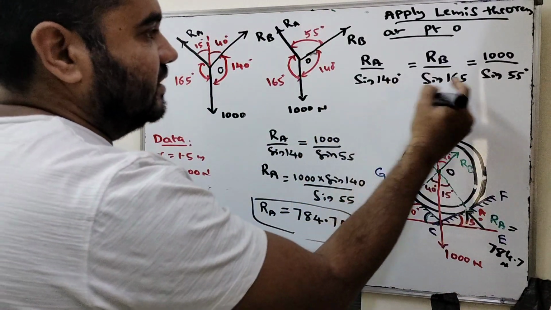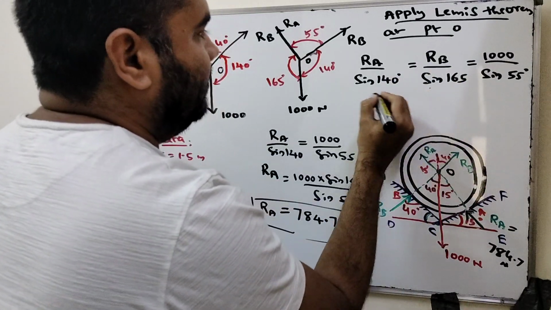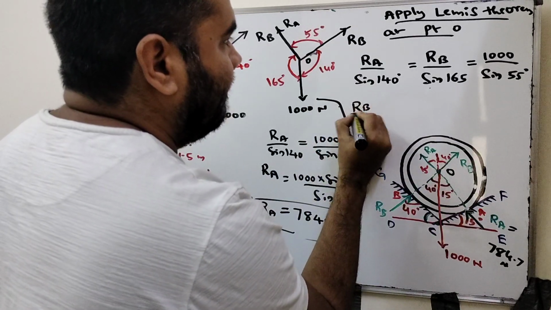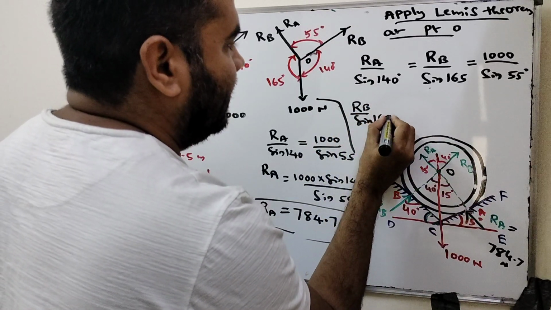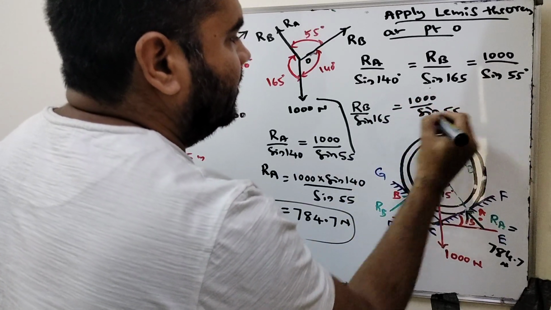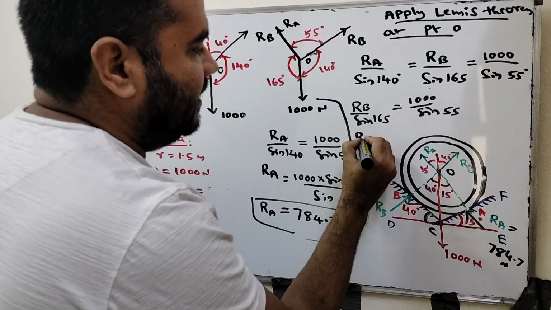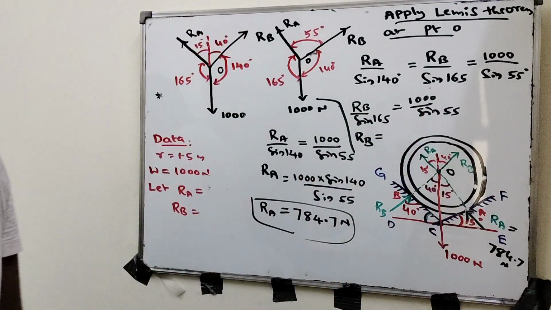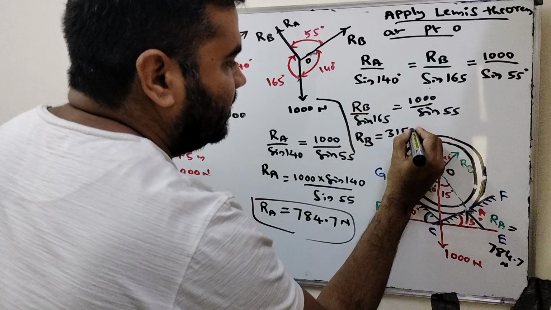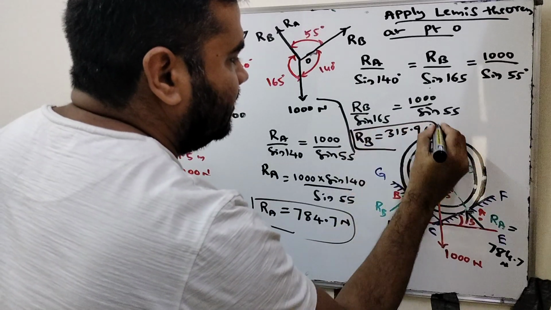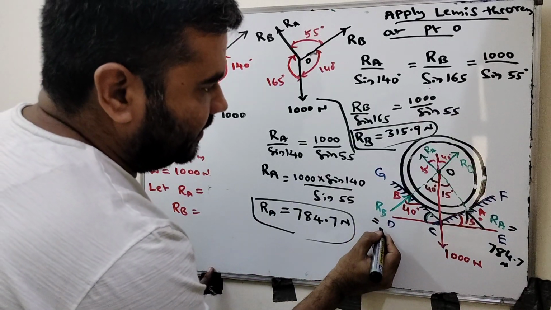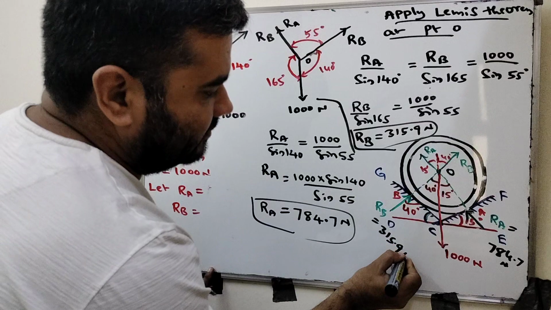Similarly, substitute these two equations in this equation. So RB divided by sine of 165 equal to 1000 divided by sine of 55. Substitute and simplify. Finally, after simplifying, the RB value is 315.9 Newton. Where is the RB here? This is RB. RB equal to 315.9 Newton.